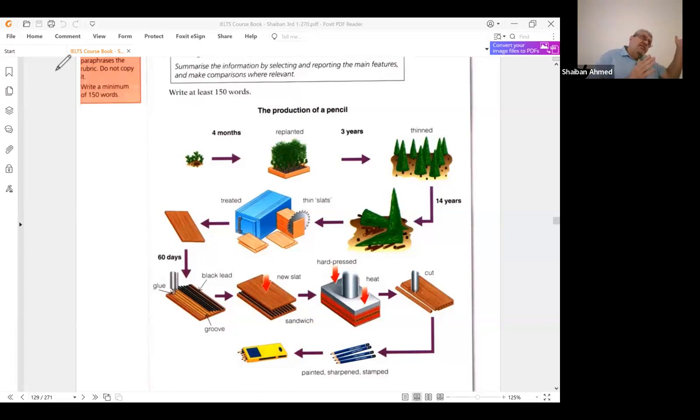Okay, so that's a witness, we say. The process about what? Pencil. Okay, you see, maybe you're lucky next time, who knows?